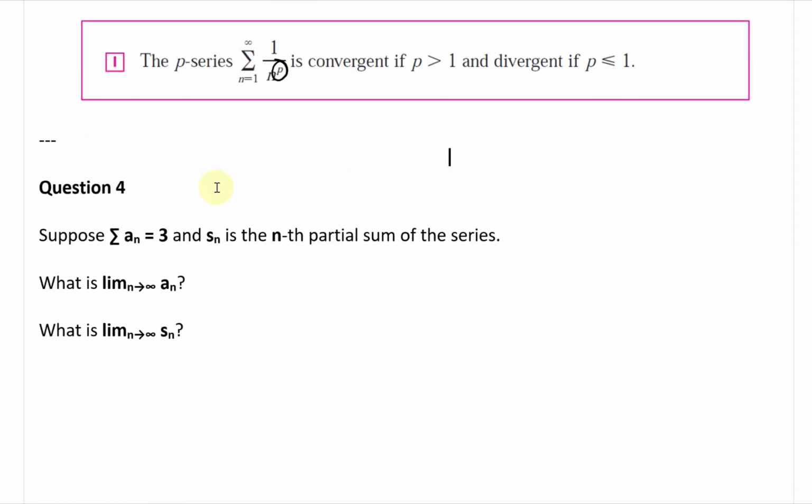Now let's continue further. Let's look at question 4. Question 4 states: suppose the series, the summation of a_n, equals 3, and S_n is the nth partial sum of the series. What is the limit as n approaches infinity of a_n?